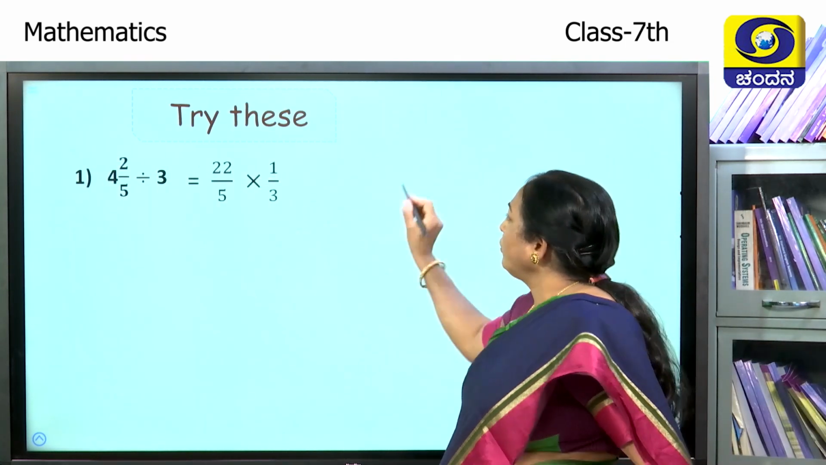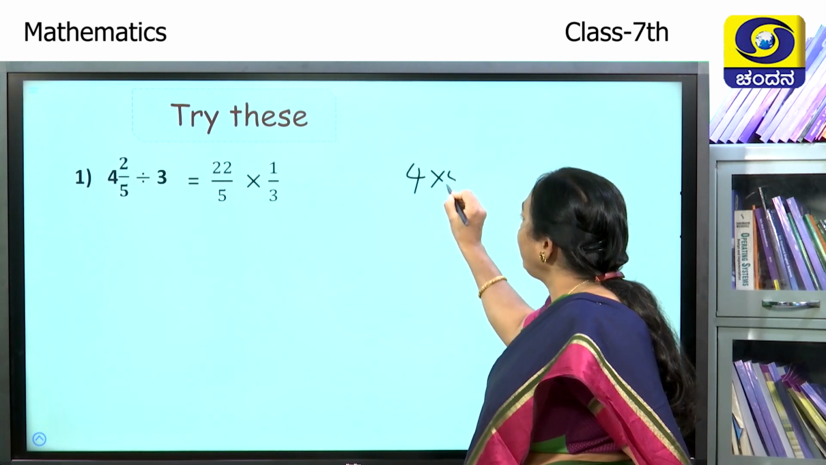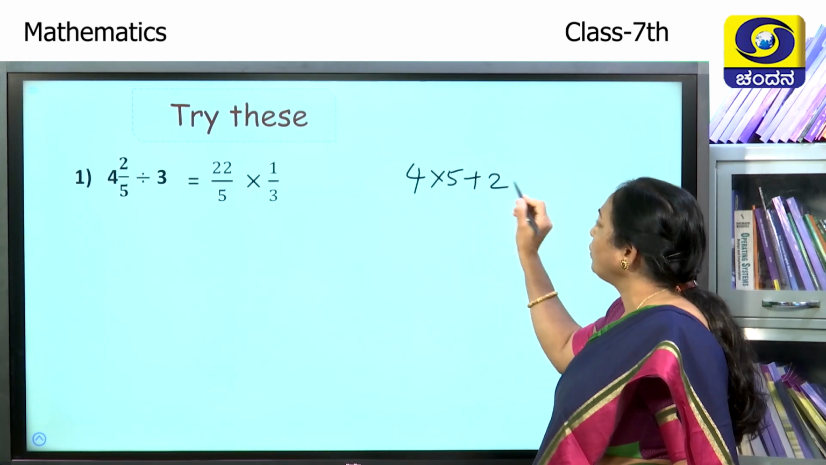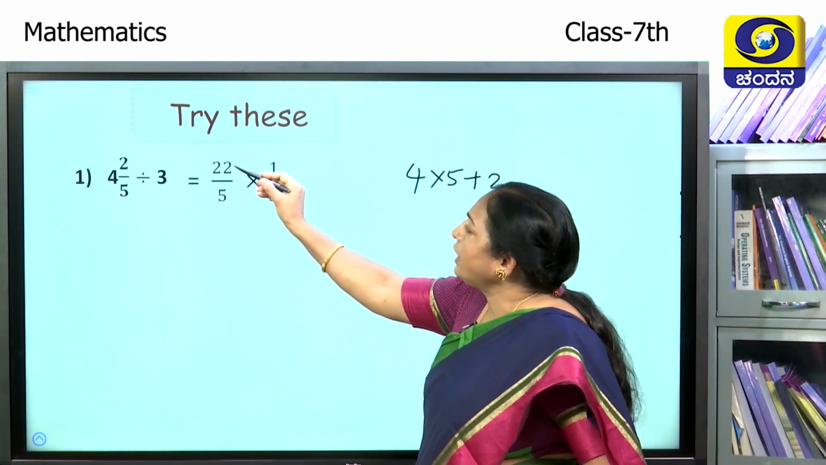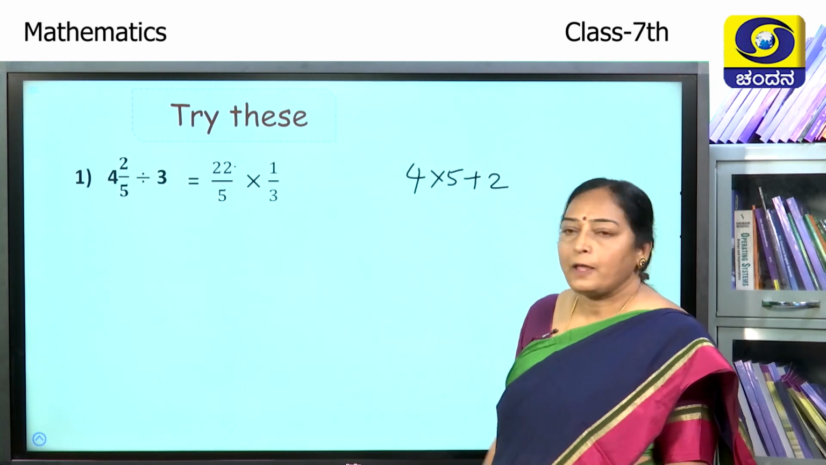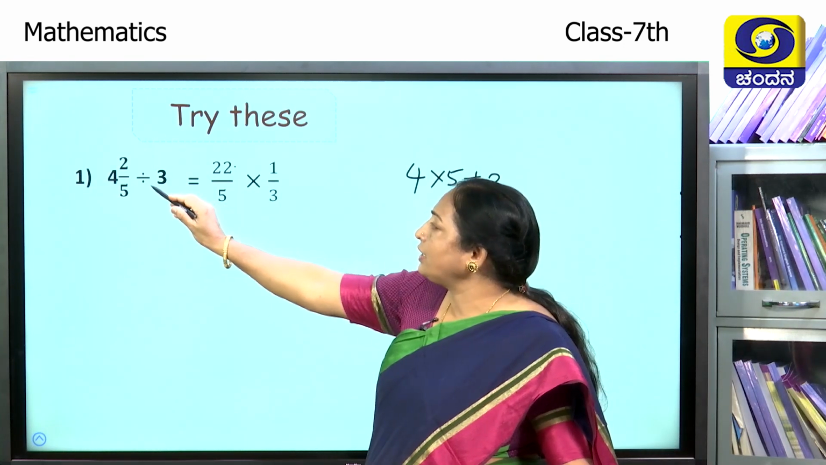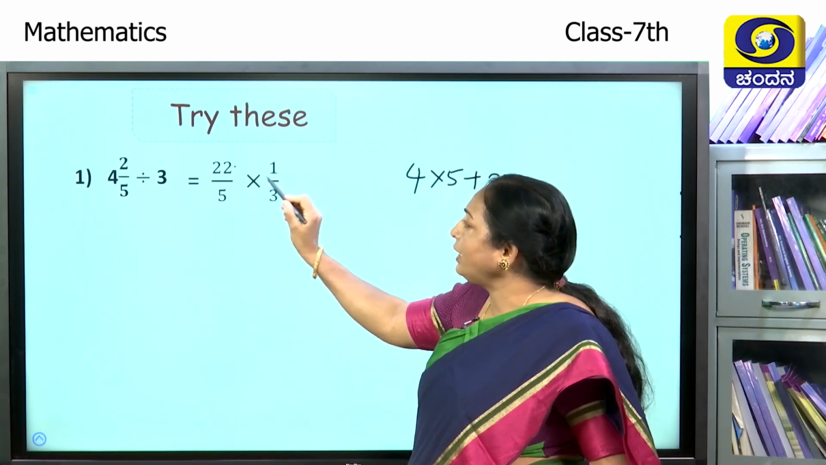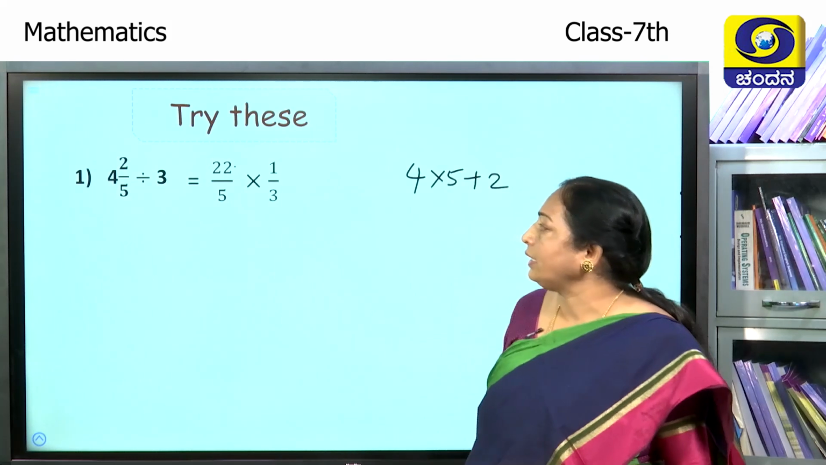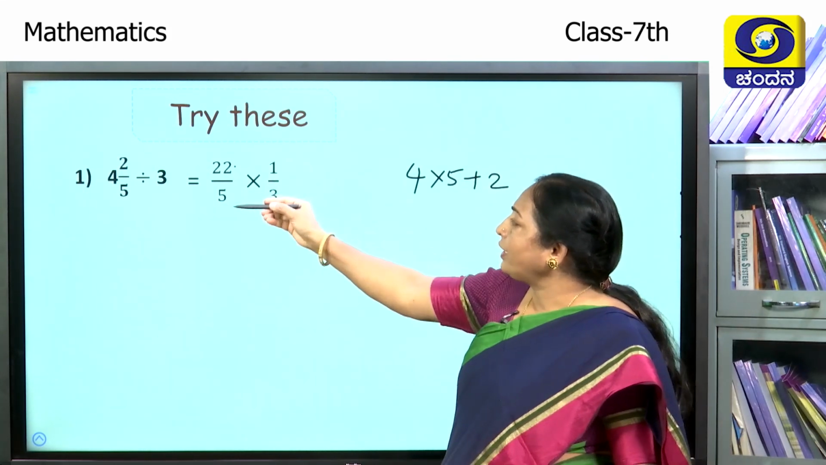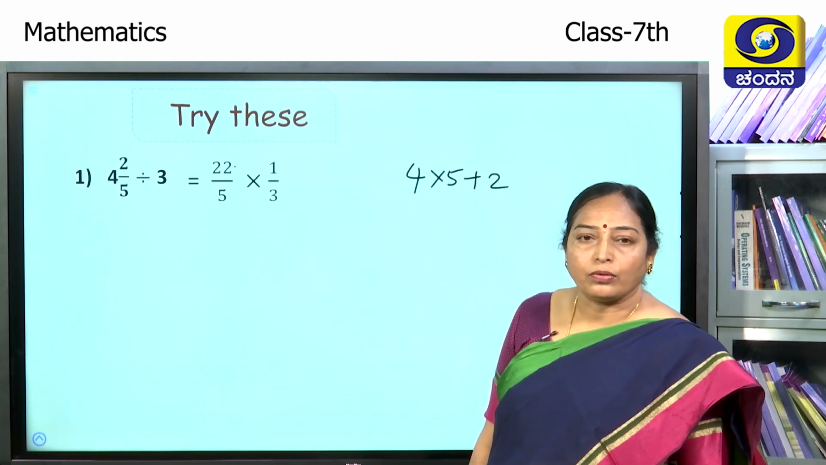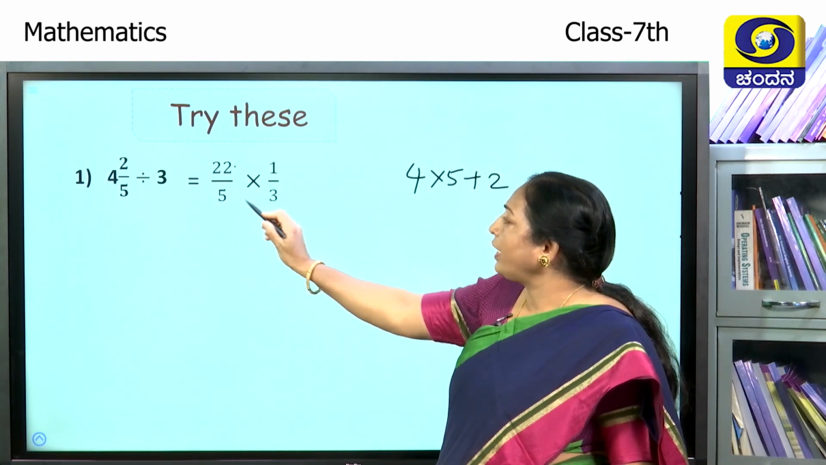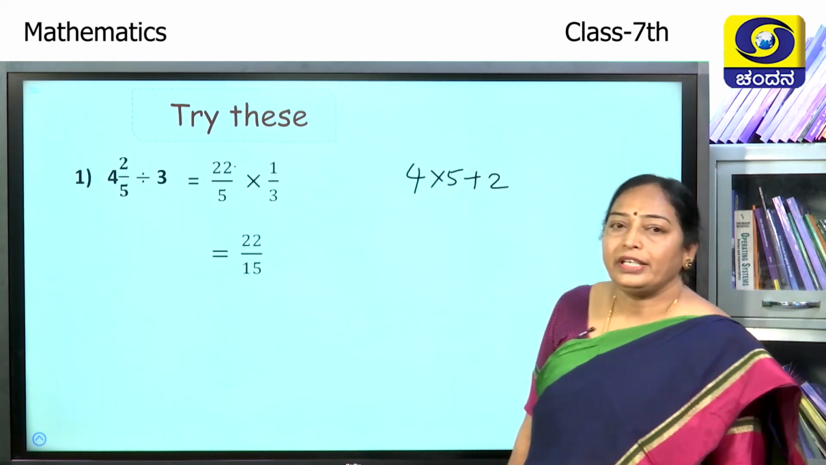How do we get 22? 4 into 5 plus 2. 4 5s are 20. 20 plus 2 is 22. That is why it is written as 22 by 5. And change the division sign as multiplication and multiply this fraction by the reciprocal of 3, that is 1 by 3. Is there any common factor for numerator and denominator? No. Therefore, we should multiply 22 into 1 and 5 and 3. We get 22 by 15.